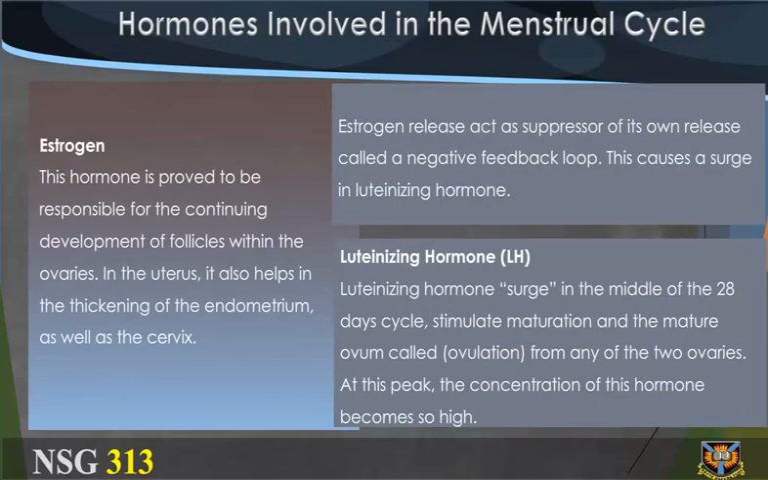Estrogen. This hormone is responsible for the continuing development of follicles within the ovaries. In the uterus, it also helps in the thickening of the endometrium as well as the cervix. Estrogen release acts as a suppressor of its own release, called a negative feedback loop. This causes a surge in luteinizing hormone.